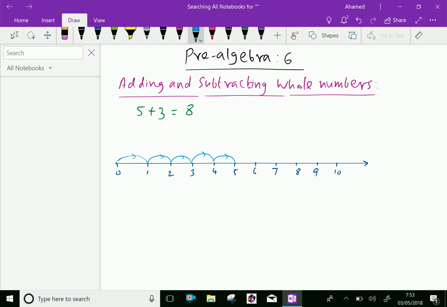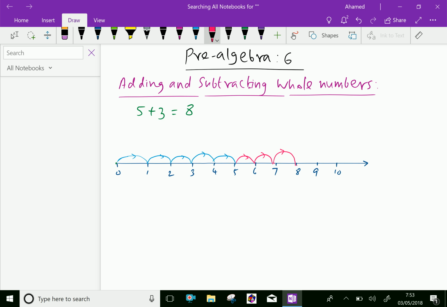Further, we go another 3 units from the endpoint of the first number, that is 5, to another 3 units. Look here, 1 2 3. So the endpoint tells us 8. So that is the answer of 5 plus 3.